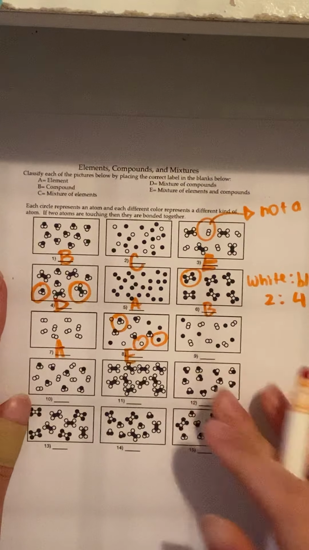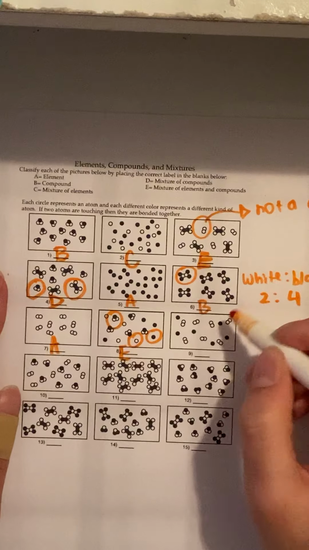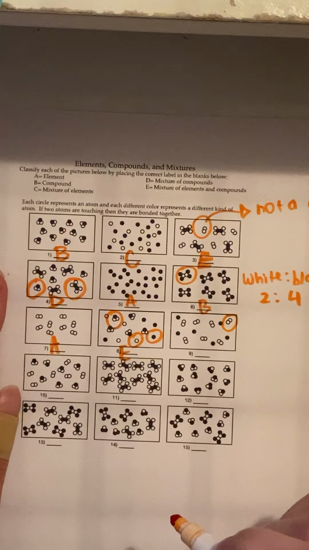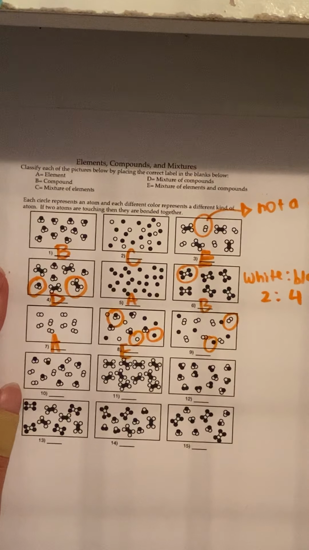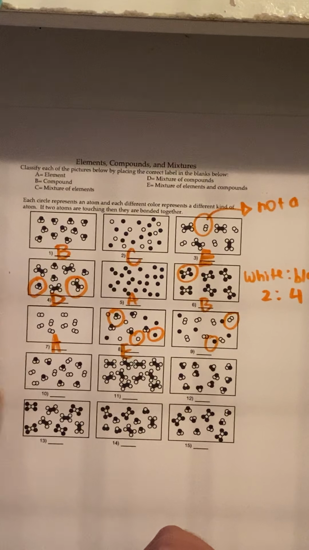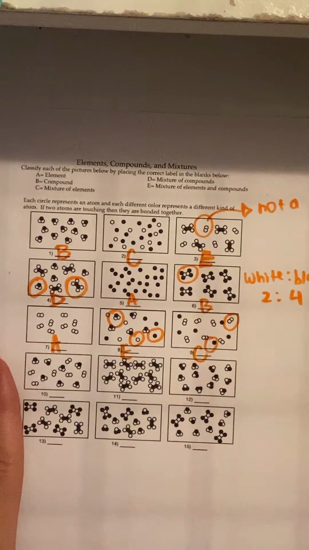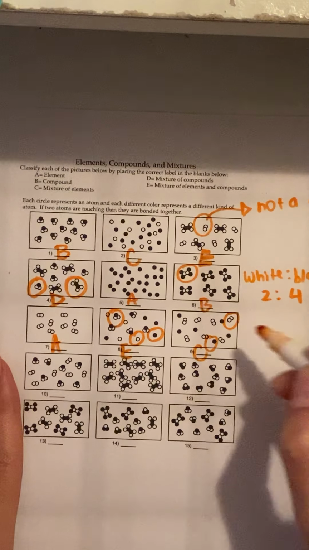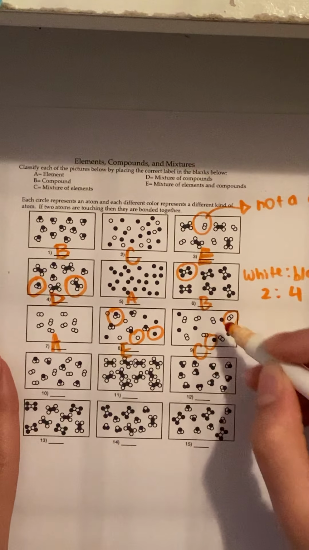Moving on to number 9, so we have one element here, we have another element here, so I'm going to say that this is a mixture of elements, so that's C. Okay, mixture of elements, because we only have elements here, but they're different.